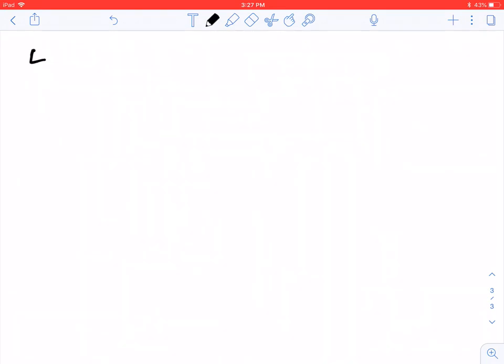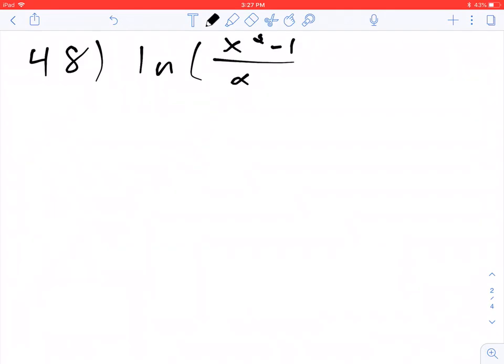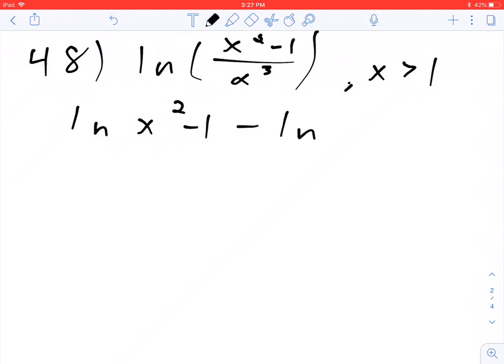Number 48 is natural log of the quantity x squared minus 1 over x to the third. And x has to be greater than 1, which is just a restriction we have to keep for our expression as we expand it. We're going to utilize the quotient property first, so we're going to have natural log of x squared minus 1 minus natural log of x to the third.